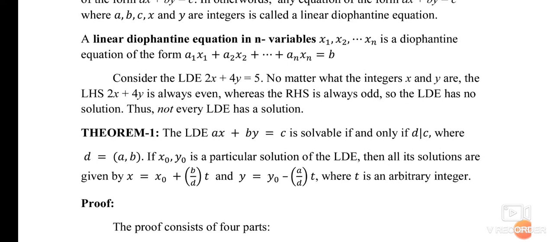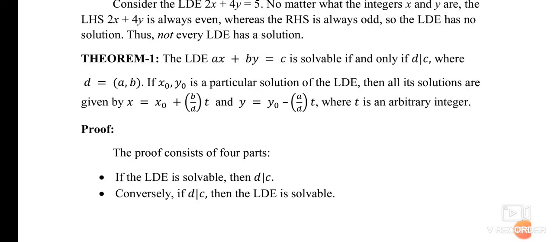Theorem 1: the LDE ax + by = c is solvable if and only if d divides c, where d equals GCD of a and b. If (x0, y0) is a particular solution of the LDE, then all its solutions are given by x = x0 + (b/d)t and y = y0 - (a/d)t, where t is an arbitrary integer.